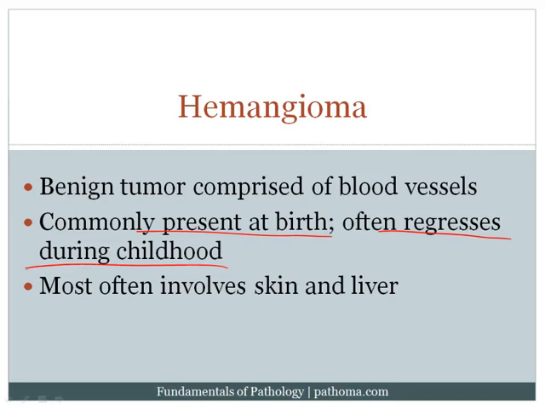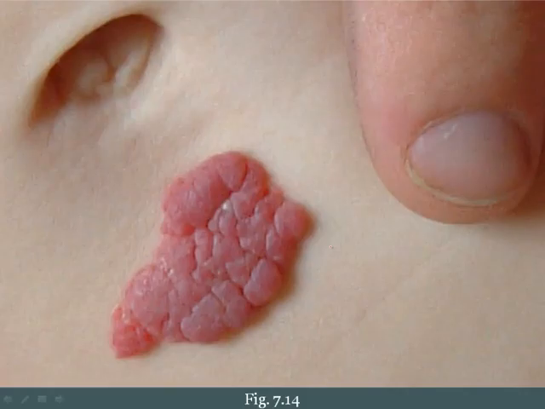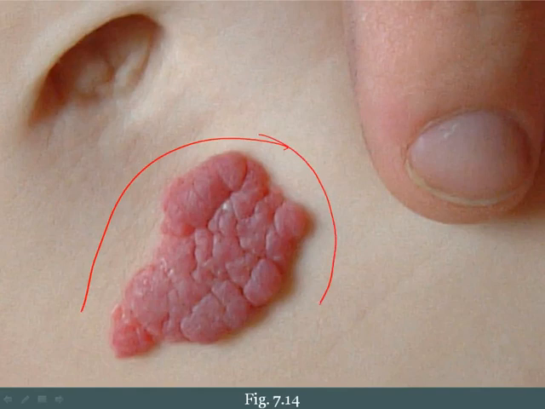It most often involves the skin, and I've kind of already briefly hinted at that. But it's also important to note that you can get hemangiomas of the liver. That's another common location for a hemangioma. This is what a hemangioma looks like. Basically, this is a tumor comprised of blood vessels.